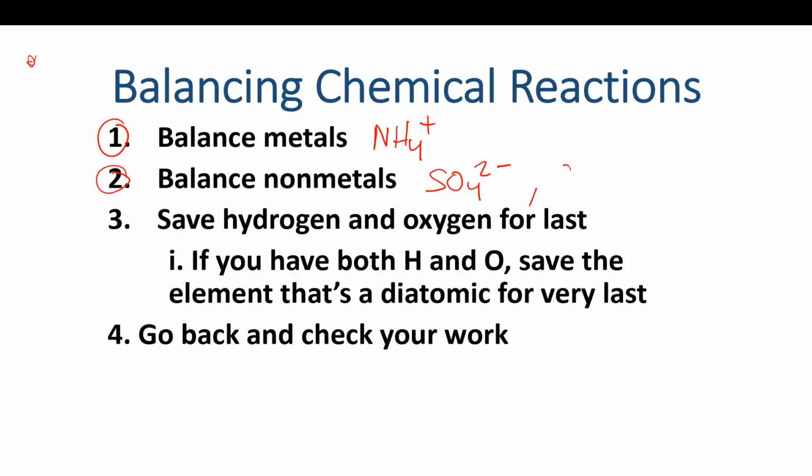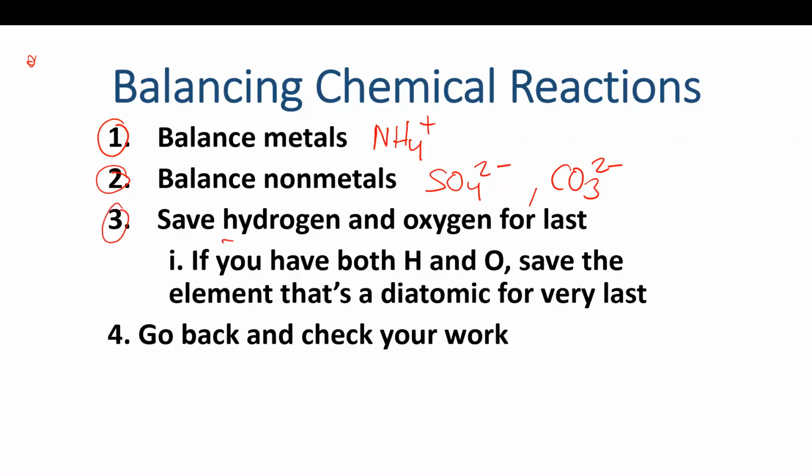Same thing if I had, for example, a carbonate. If there's a carbonate on both sides, I'd leave it and I balance the entire species on both sides. So again, any polyatomic anions, if they're on both sides, I don't split them up. I leave them as a group and I balance that group.